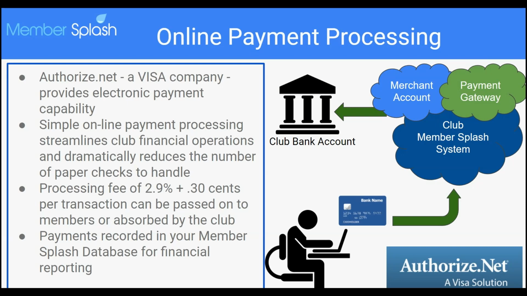A processing fee of 2.9% plus 30 cents per transaction can be passed along to your members or absorbed by the club at your option. These payments are recorded automatically in your MemberSplash database for your financial reporting. So no manual re-entry of information into your accounting software is going to be required.